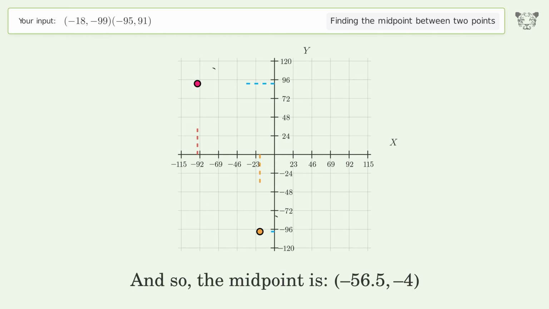And so, the midpoint is, negative 56.5, negative 4.